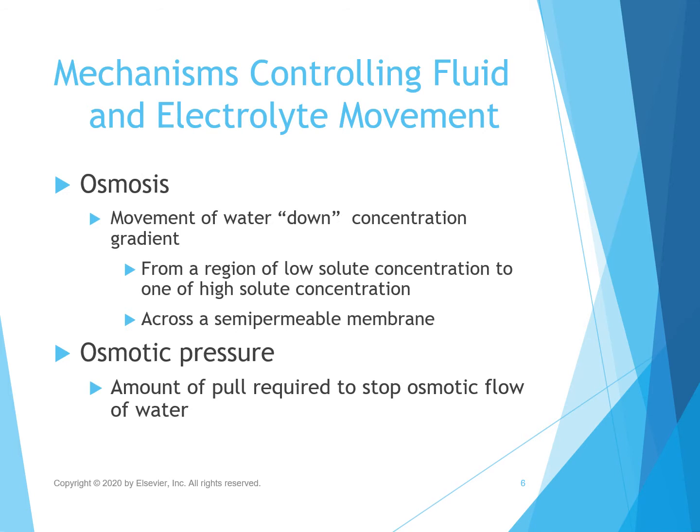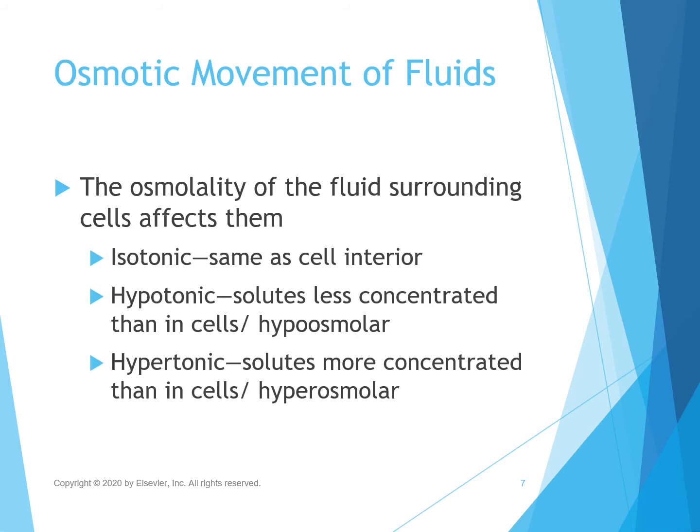This slide looks at covering osmosis and the osmotic pressure. And again, like I said, this is a review from anatomy, so I did leave this here in case anybody needs a refresher. The osmolality of the fluid surrounding cells can affect them. Isotonic means it's the same as the cell's interior. Hypotonic means that the solutes are less concentrated. And hypertonic means that the solutes are more concentrated.